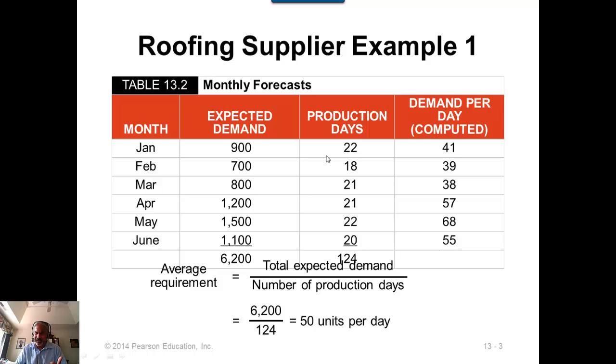If you have production days that change from period to period, then you can divide the production days into the expected demand. That will give you the demand per day. Now if you add up all of the demand, add up all of the production days, and divide the total production days into the total demand, that will give you the average demand rate of 50 units. So if you want to produce at a constant rate, level production, you will set the production rate to 50 units a day. So that is the idea here.